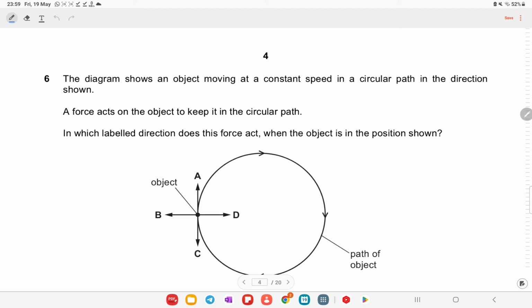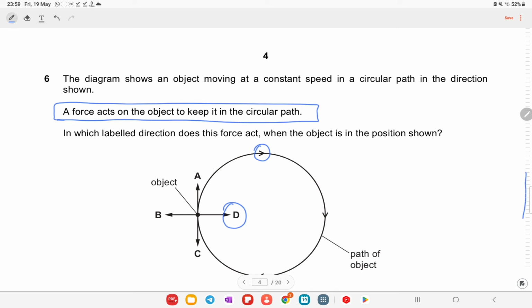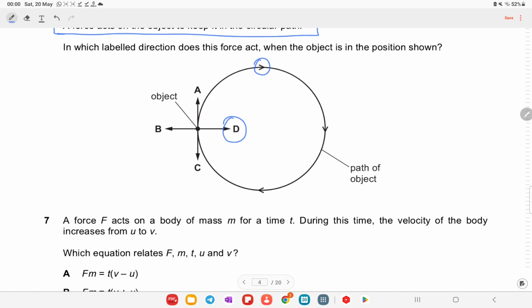The diagram shows an object moving at a constant speed in a circular path in the direction shown. Okay, so the object is moving in a circular path, and this is the direction. A force acts on the object to keep it in a circular path. Obviously, this is the centripetal force, which is the resultant force, and it will be asking the direction of the force. So I have already mentioned to you guys that whenever these types of questions come, the direction of the resultant force will be toward the center of the circle.